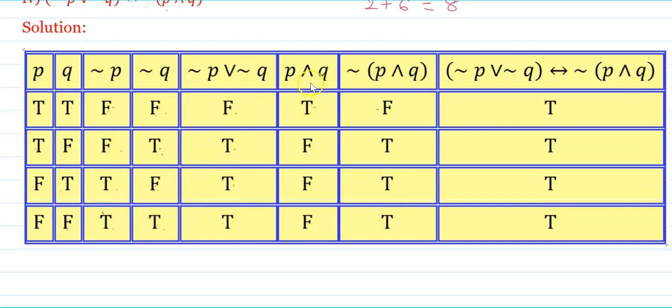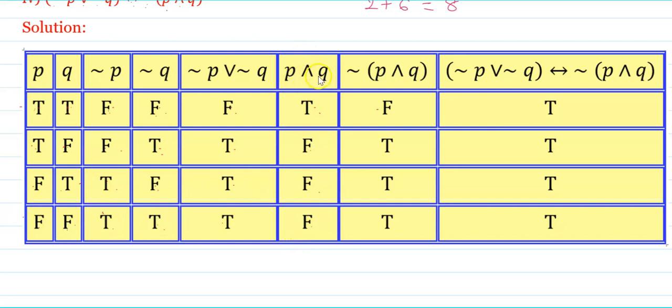Okay. Next, find out the AND between column number first and second. What do we remember for AND? Both of them must be true, then it is true. T and T is T. T and F, one is false, therefore it is F. F and T is F. F and F is F.